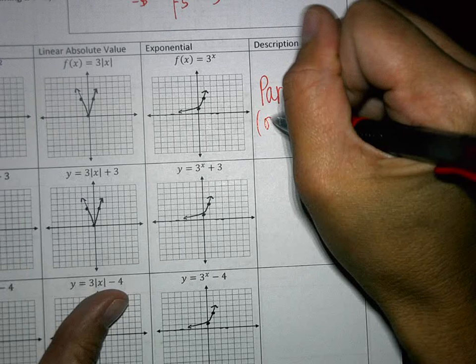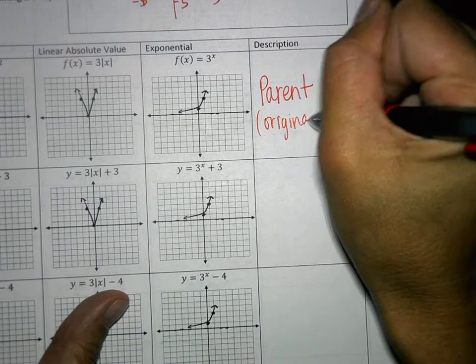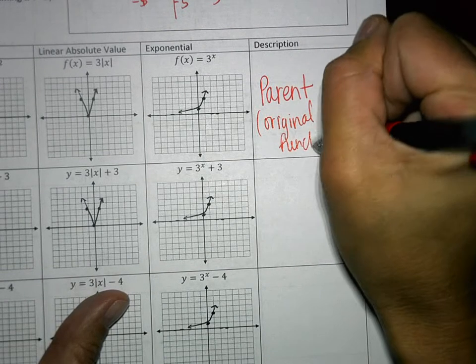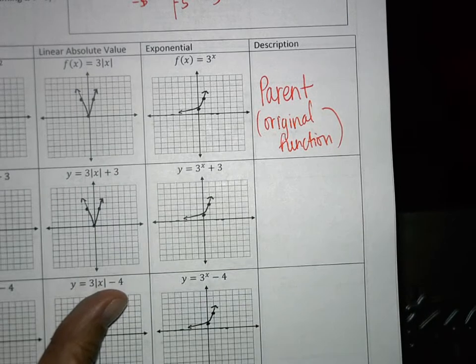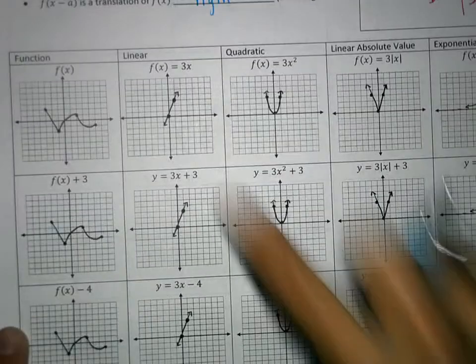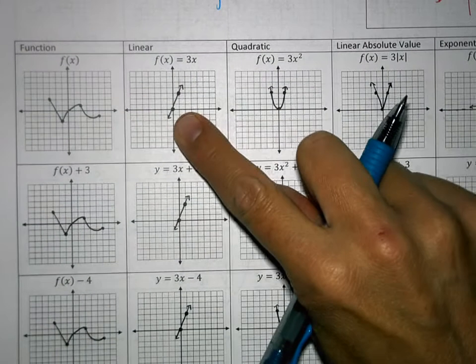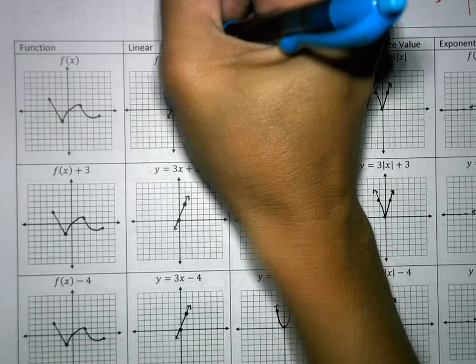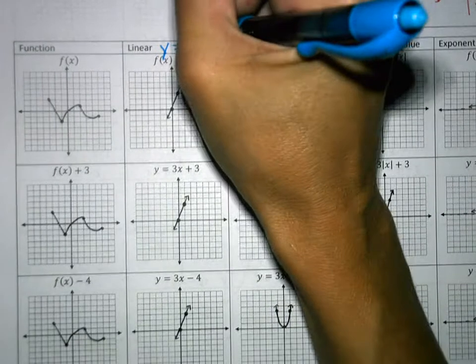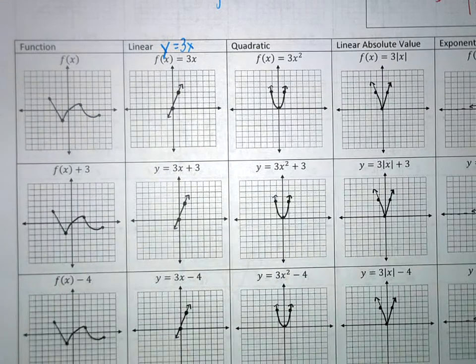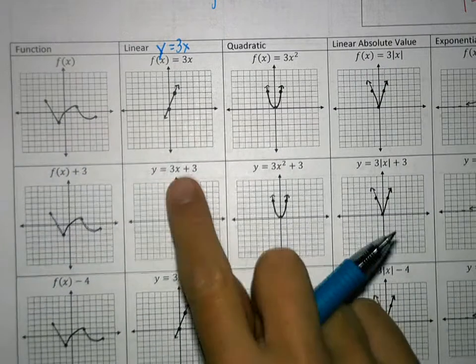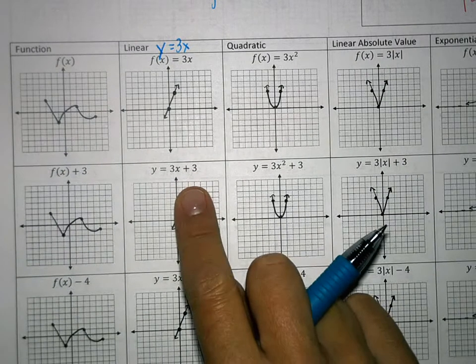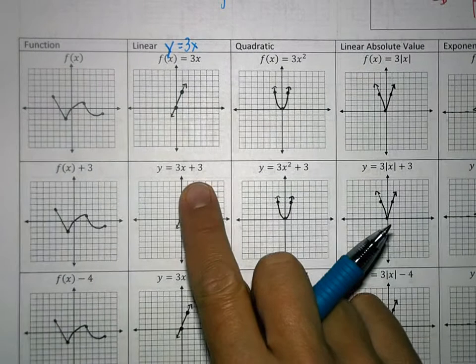So if you want to write here original function, if that makes more sense to you, you can do that. Okay, so this line right here is f of x equals 3x. And remember, you can think of f of x as y. So this is the same thing as y equals 3x. So now what they're saying right here is we have y equals 3x plus 3. So what am I going to do with that?